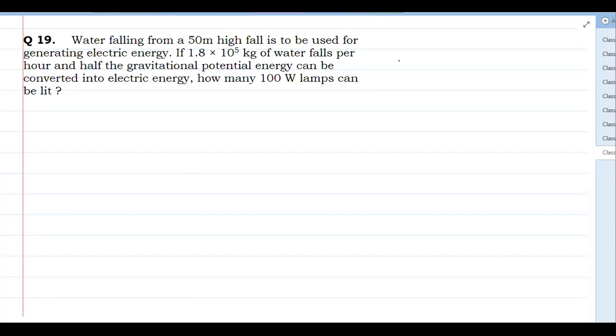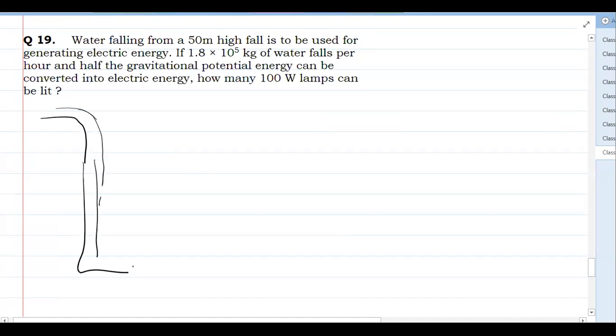Okay, so water is falling. Suppose this is the waterfall. The water is falling from a height of 50 meters. So at what rate is it losing potential energy? So dU/dt is how much?